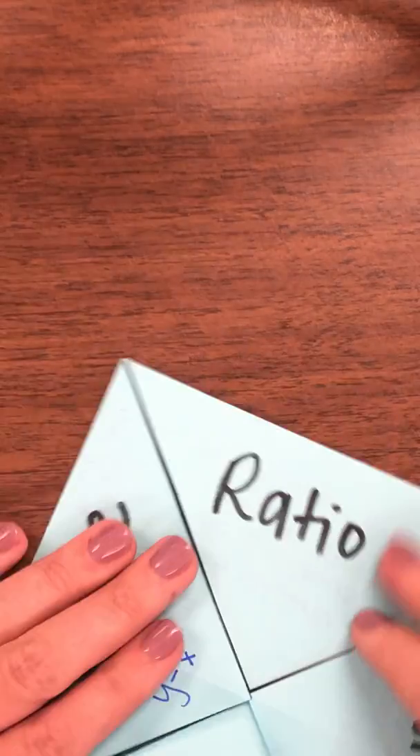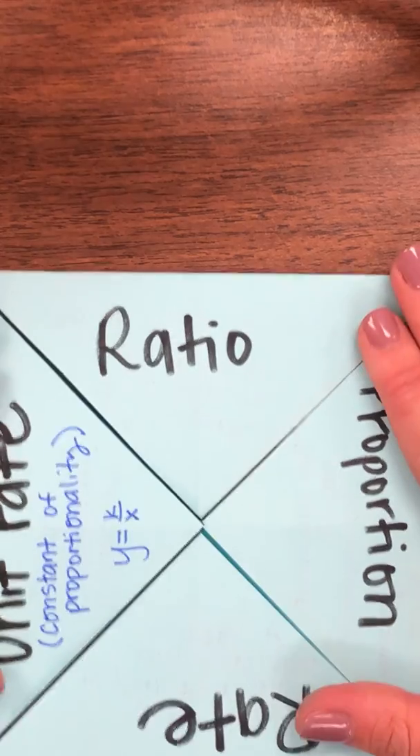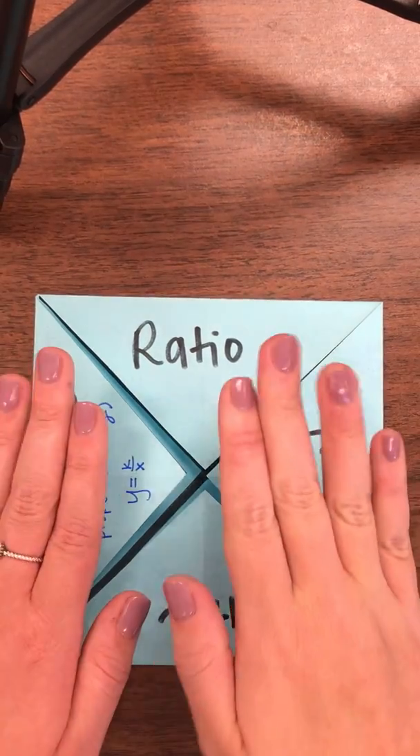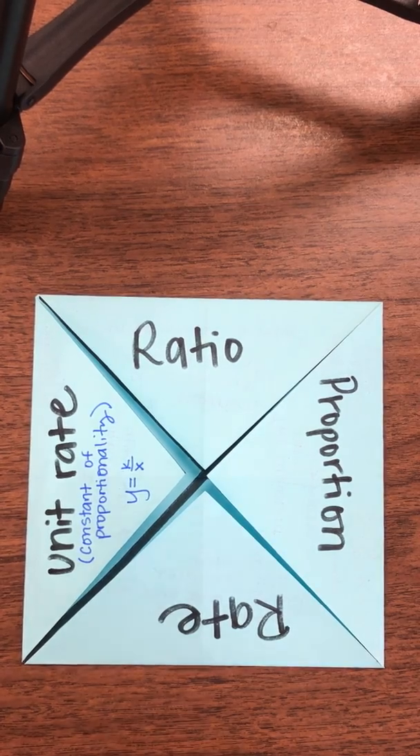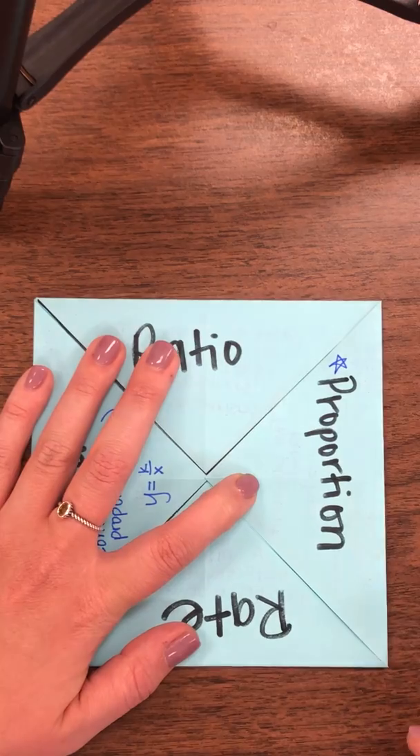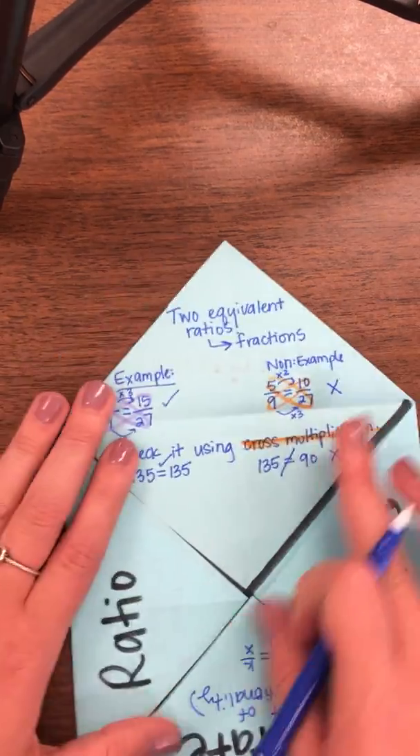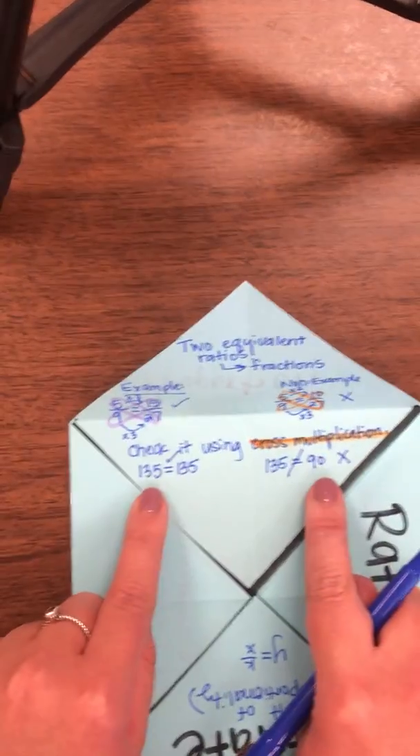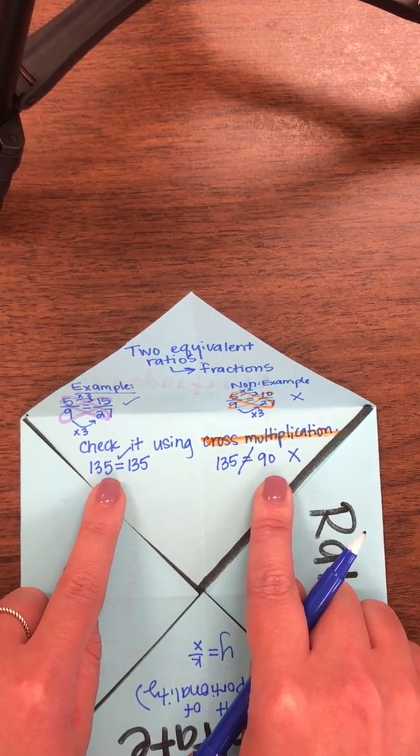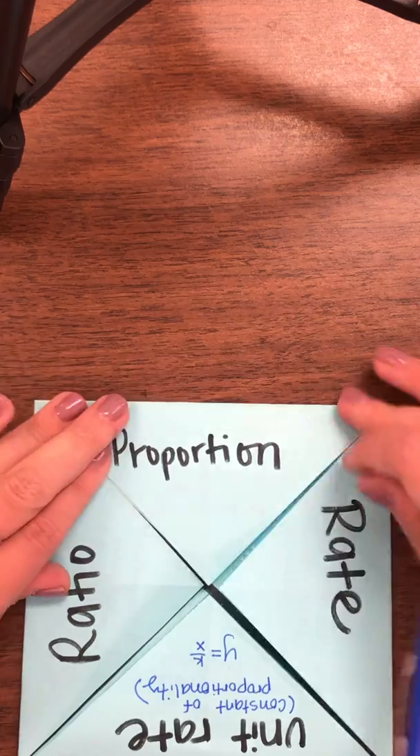All right, so if you want to close that all back up, you should have your foldable. It should kind of look something like this. We're going to utilize all of these things quite a bit. So here's what I'd really, really encourage you. This one, proportion, is going to be really important. The way that we have our example and our non-example and cross multiplying to check is going to be so important with us during this unit. Make sure you put this in your journal.